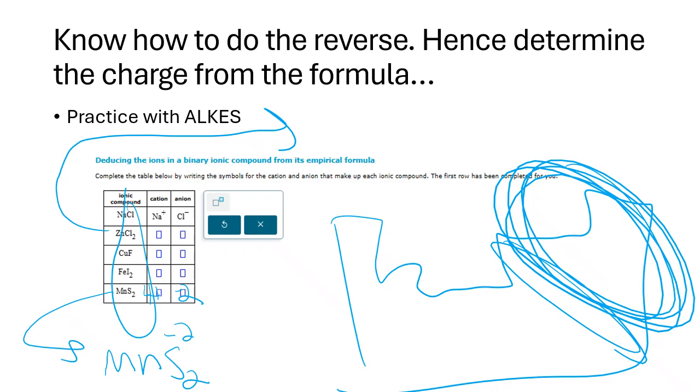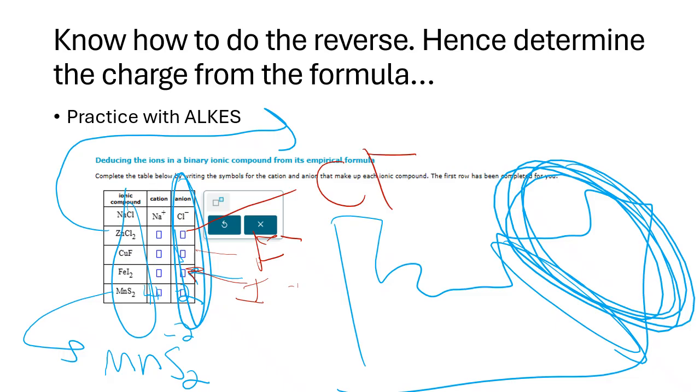And each one of these here is going to have the anion be a known charge. Iodine is a -1, fluoride is a -1, chloride is a -1, and so forth. And you can determine the cation charge from that anion charge, knowing that the charges have to cancel.